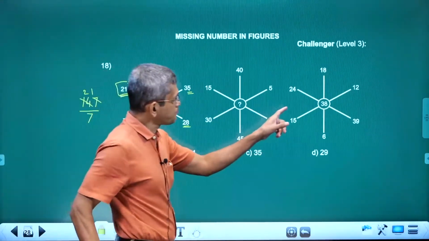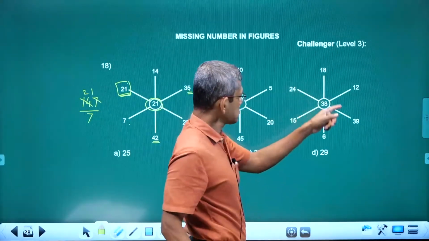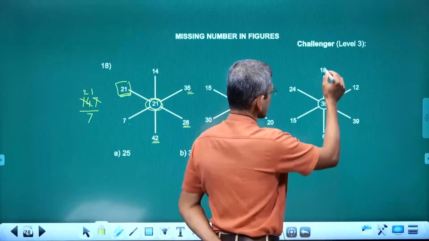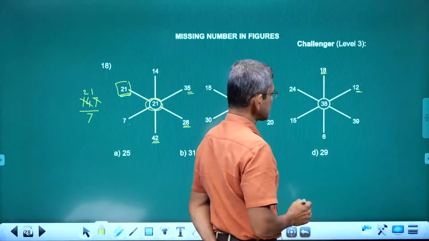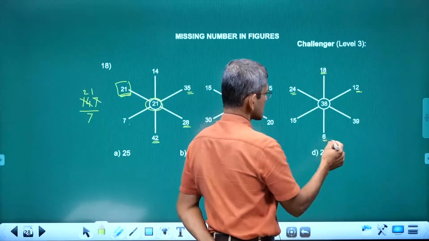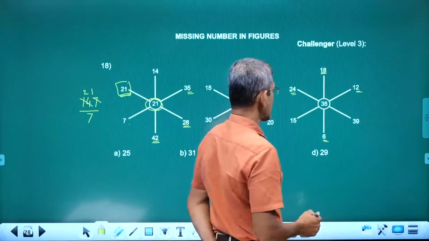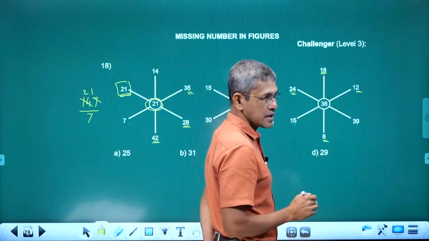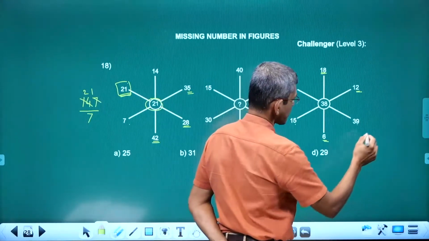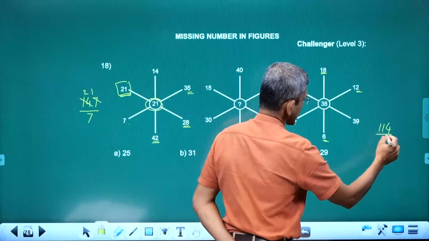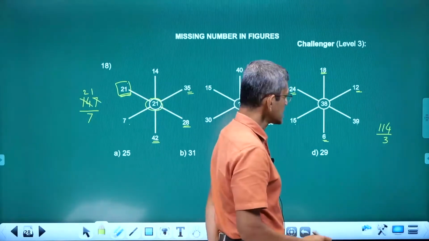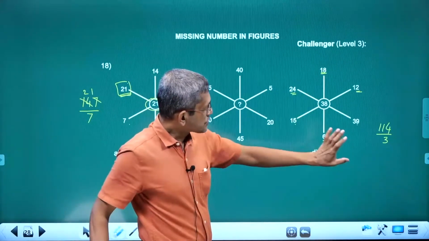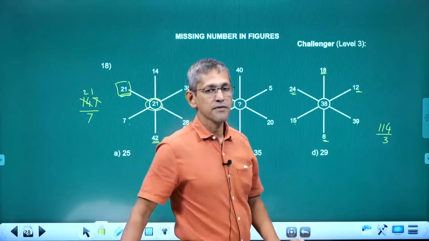And how about here? 38. Do we get that 38 from the sum of these numbers divided by 3? Let's check it out. So we have 18, we have 12, so that is 30. And we have 24 and 6, that is 30. 30 plus 30, 60. 60 plus we have 39, so 40 plus 14. So that is 54. So 54, 114. 114 by 3. So do we get 38? Yes. Actually, you know what? 30 into 3 is 90. 8 into 3 is 24. 90 plus 24, 114. Perfectly all right.